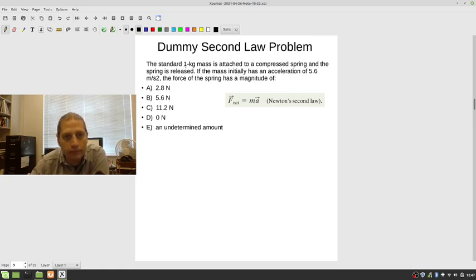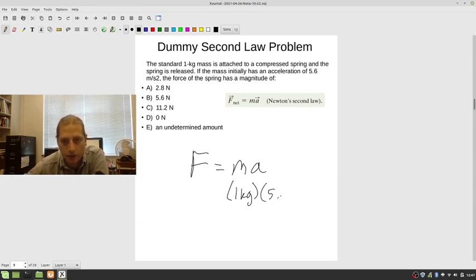Okay, so here's the easiest type of problem I could give you on an exam. I probably will give you a question like this on the exam, because it says a standard 1 kilogram mass is attached to a compressed spring. Okay, so there's your 1 kilogram, and the spring is released. If the mass initially has an acceleration of 5.6 meters per second squared, the force of the spring has a magnitude of 5.6 newtons. Kilograms, meters over seconds squared. Done.